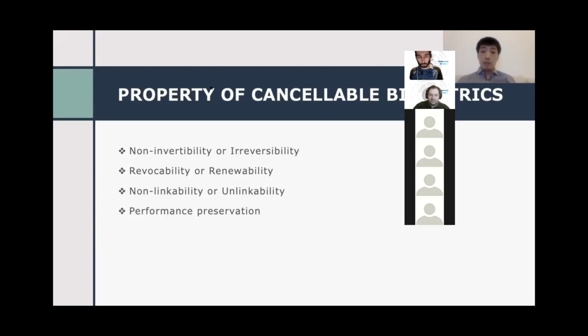Unlinkability means it is impossible to perform cross-matching among multiple protected templates across various applications. When one or multiple protected biometric templates have been stolen, the templates derived from the same identity that are stored in other databases should not be traced.